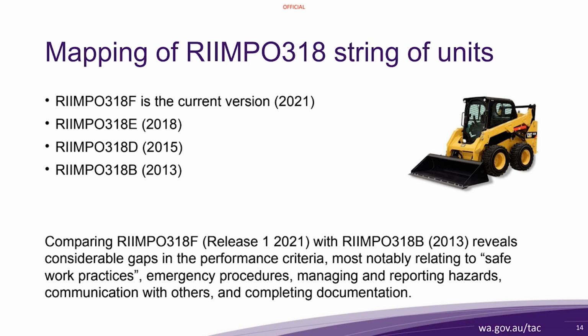Each of the changes between these versions has been small, but the overall change has become very significant. And notice the nature of the changes relating to safe work practices, emergency procedures, managing and reporting hazards. Those are significant components, which could mean that the capability and the competency of an individual who achieved the 2013 version may well be, in fact, well short of what's expected of a person who has done the 2018 or 2021 versions.